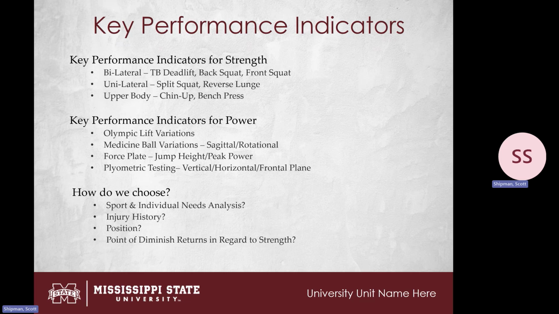Our key indicators for power, there's so many different variations, so many ways to train power. But Olympic variations are obviously really popular. I've utilized them in the past with track and field athletes, women's soccer athletes. I tend to steer clear of them with my baseball athletes at this point. As you'll see, I hit more medicine ball variations because we're able to train through multiple planes, multiple ranges of motion. Typically, it's easier to coach in large group settings, and it's more sport specific to each athlete, depending on what planes they work in the most.